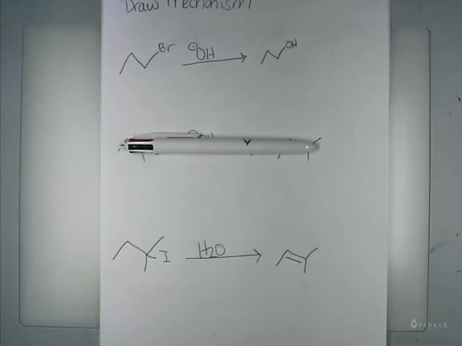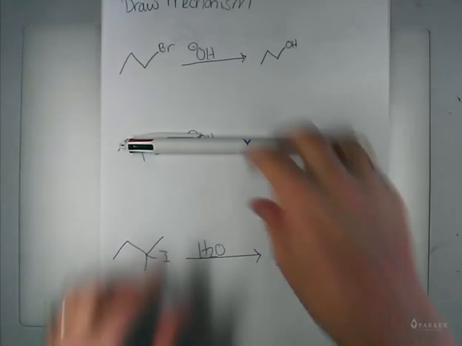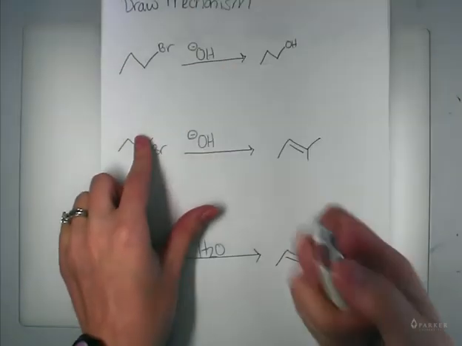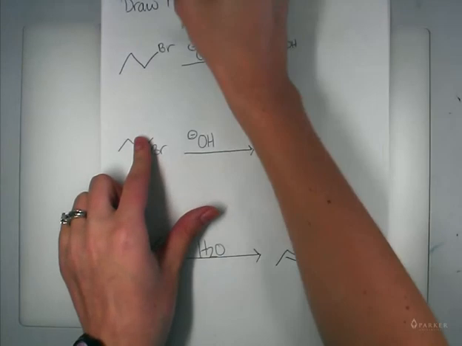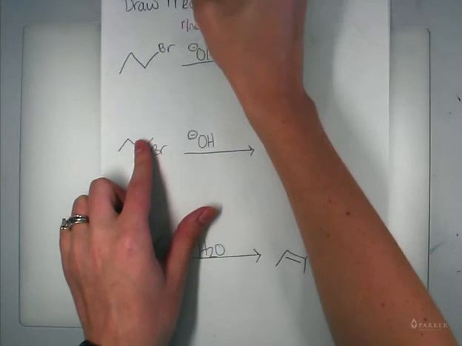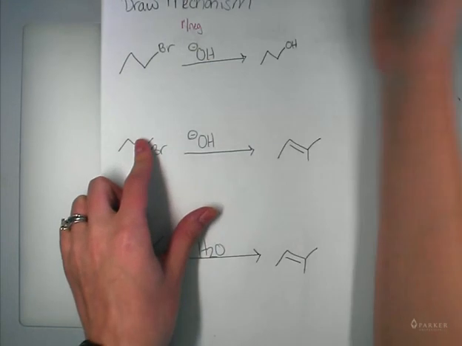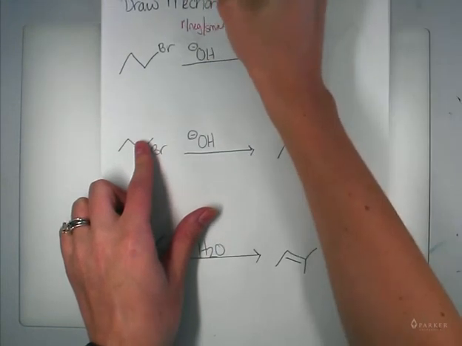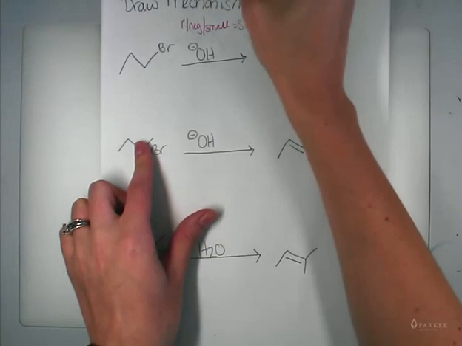This first one, is it going to be SN1, SN2, E1, or E2? SN2, because we have, let's look at this. This is what type of carbon? Primary. And the base, or nucleophile? Negative, right? Small or bulky? Small. So that means SN2.